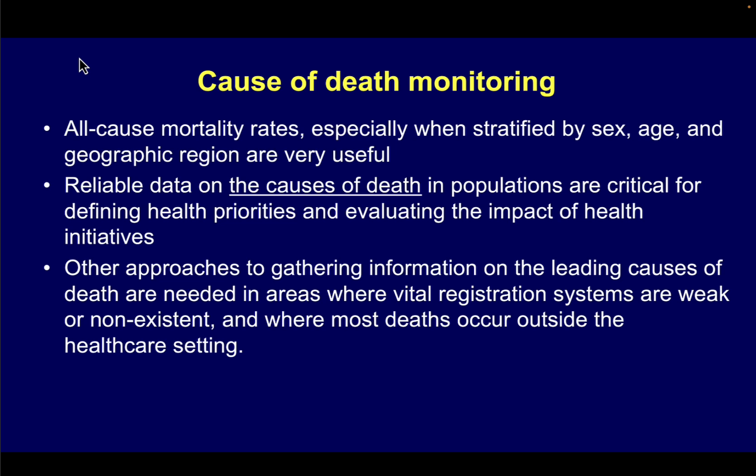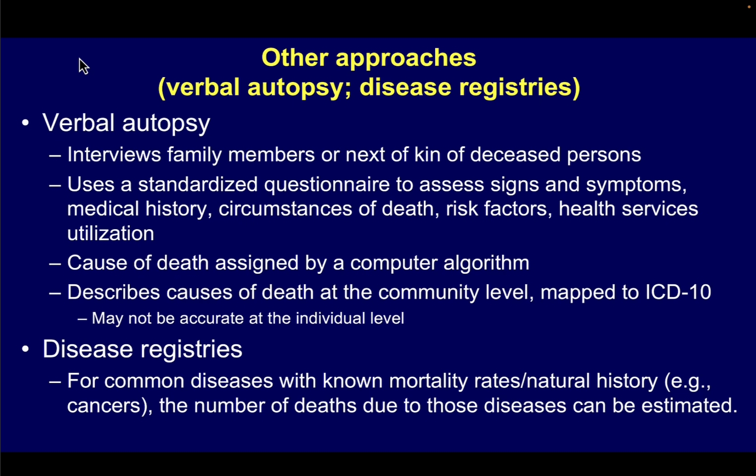So when there are no vital registration systems or weak ones, and deaths are generally not attended by healthcare professionals that can speak to the underlying cause of death, other approaches to get at the major causes of death at the population level are needed. Two common ways to get at cause of death in resource-limited settings are verbal autopsy and disease-specific registries.